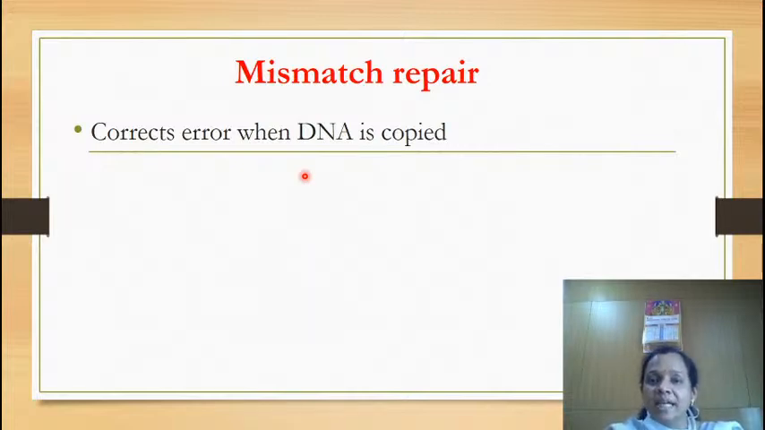A should go with T only. A should not bind with G or with C. So that is what a mismatch is. If the base pairing rule is not followed, that means there is a mismatch. And this type of mismatching is very common in the replication process. When replication takes place, sometimes the nucleotides can undergo mismatches. So it corrects the error when DNA is copied. This repair mechanism corrects the errors that occur during the replication process.